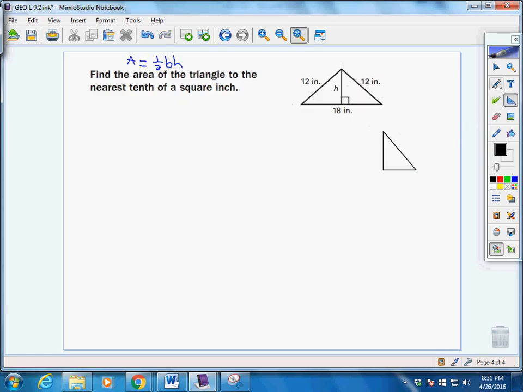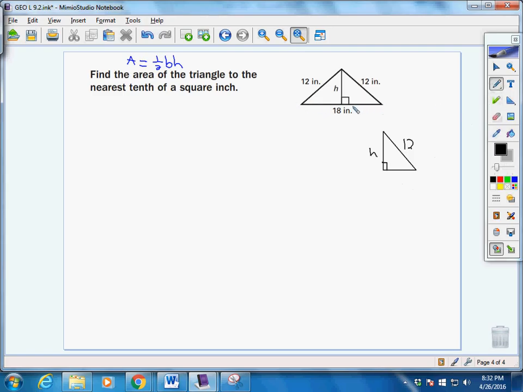So maybe if I just focus on one side, I can use this information, just this triangle right here, to find that height. And if I can find the height, then I can find the area. So, Pythagorean theorem, h squared plus 18 squared equals 12 squared. That's, oops, mistake already. Hopefully you caught me.